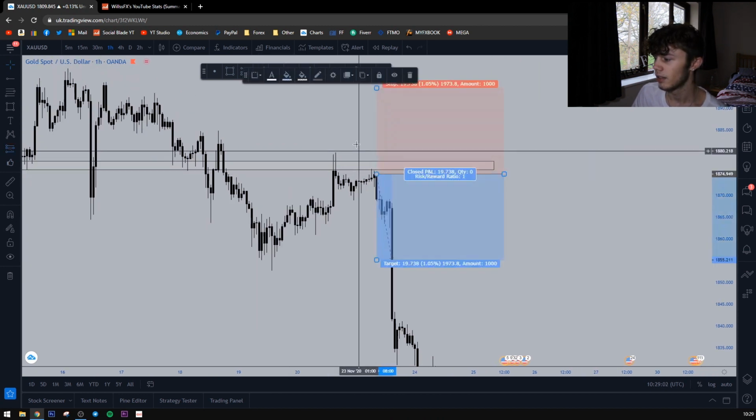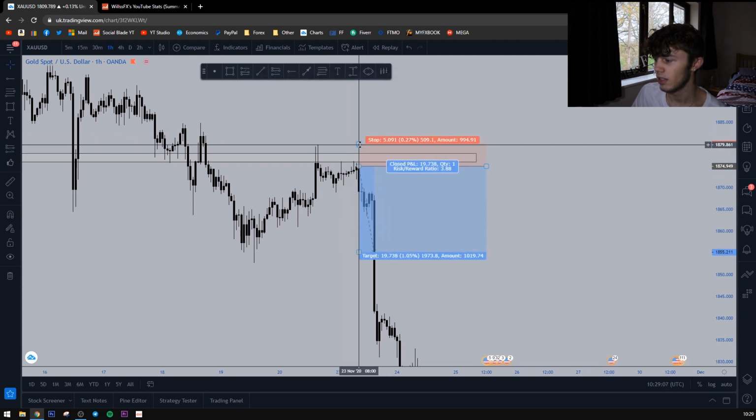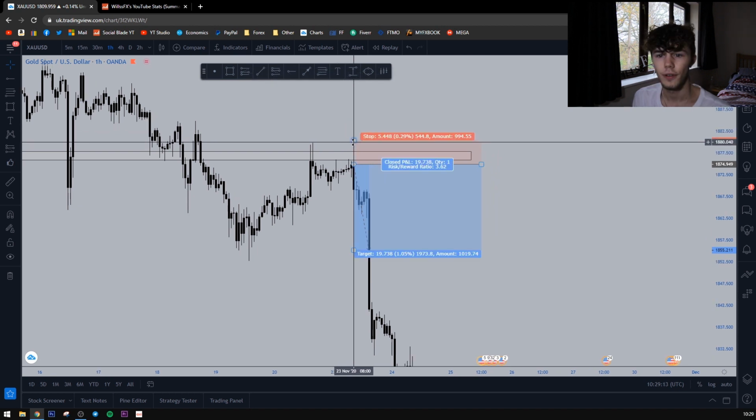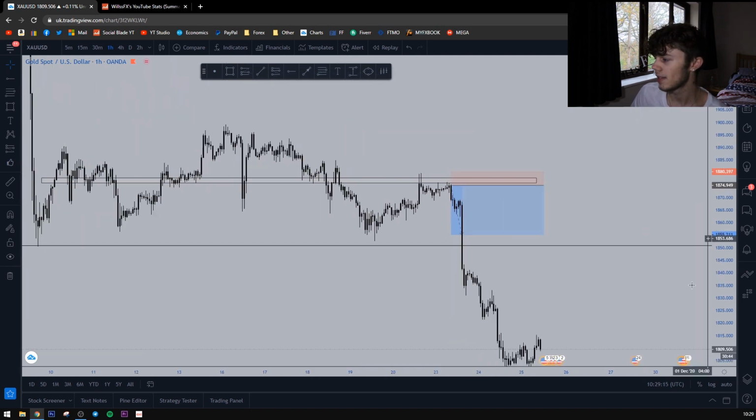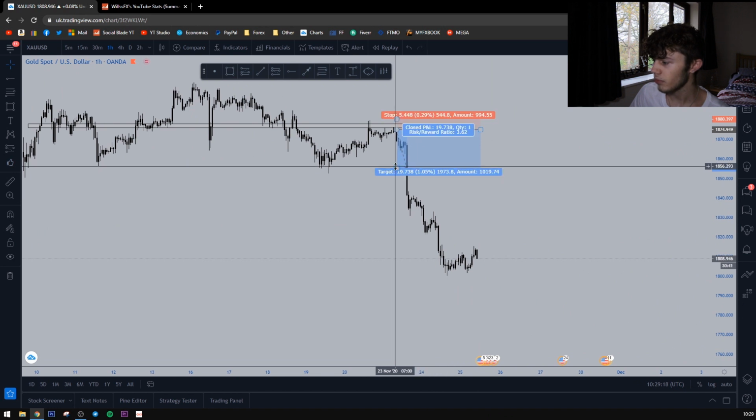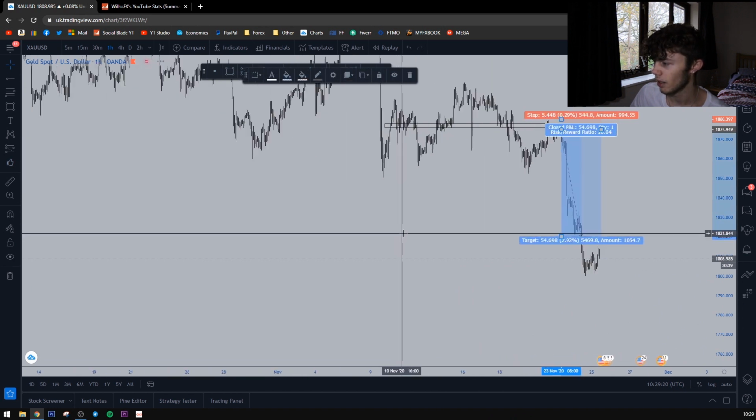So we enter here, and stop loss, we have it above the previous highs. As you see, the highs are there. Let's put it a little bit above, around a 54 pip stop loss. So not massive for gold. And if we target, where would we target?